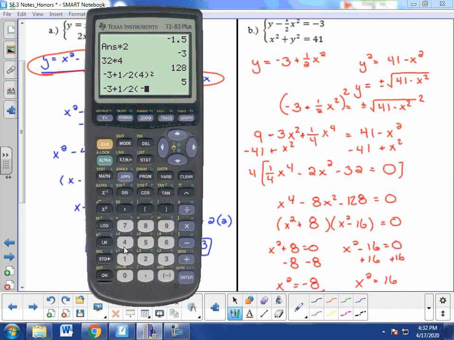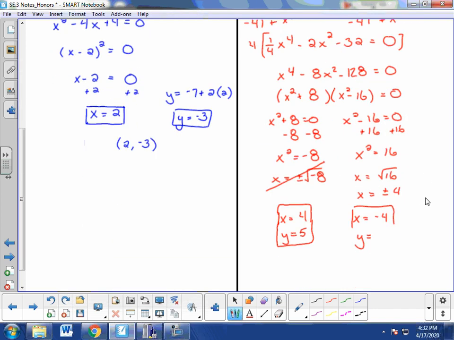times negative 4 squared. And if you knew, you might not have to do this because the negative 4 would just become positive, and it's going to give you the same y value. So y equals 5. So this actually has two solutions. The solutions are in coordinate pairs 4, 5, and negative 4, 5.